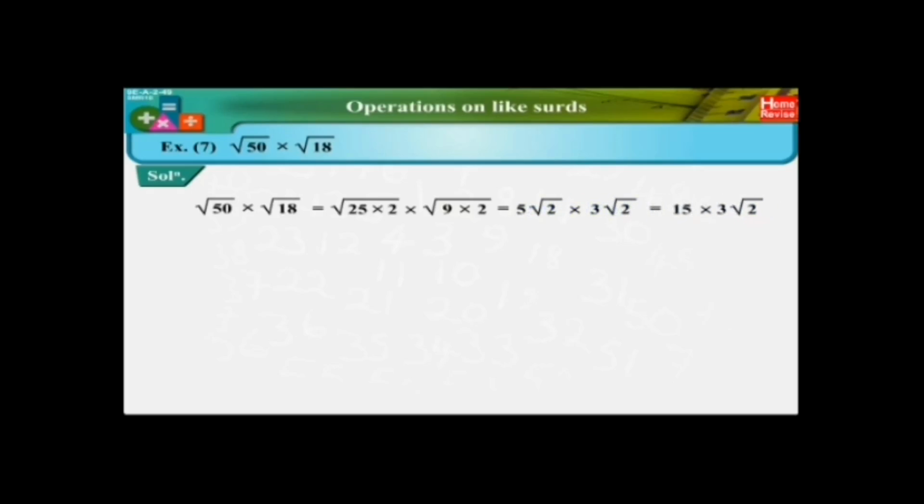Root 50 multiplied by root 18 is equal to root 25 multiplied by 2 multiply under root 9 multiply 2, which is equal to 5 root 2 multiply 3 root 2, which is equal to 15 multiplied by 2, which is equal to 30. Note that the product and quotient of two surds may be a rational number, which can be observed in the above examples 6 and 7.